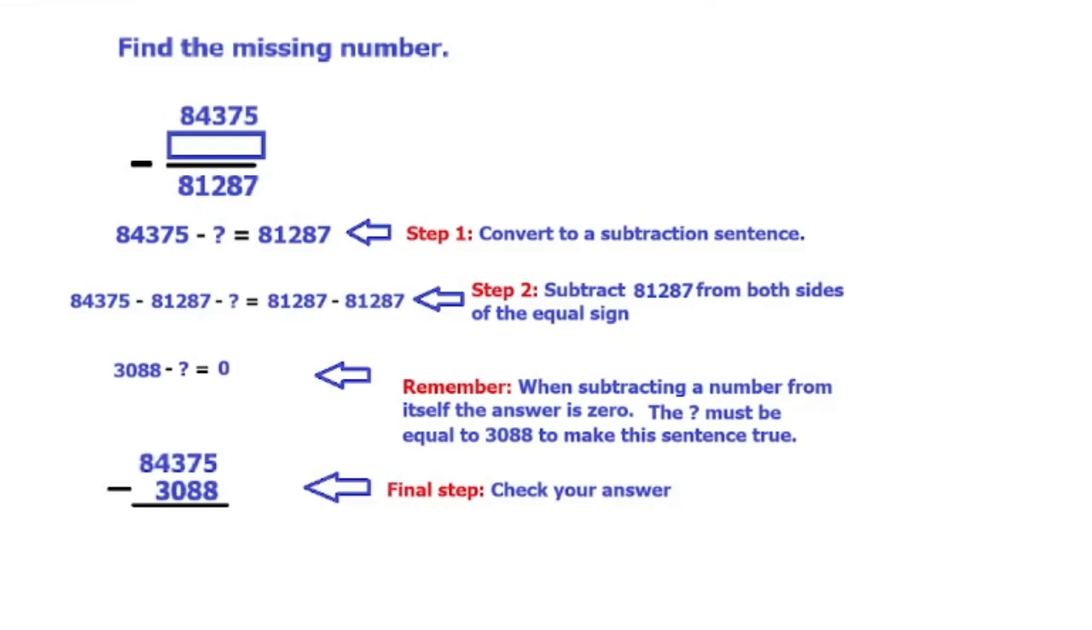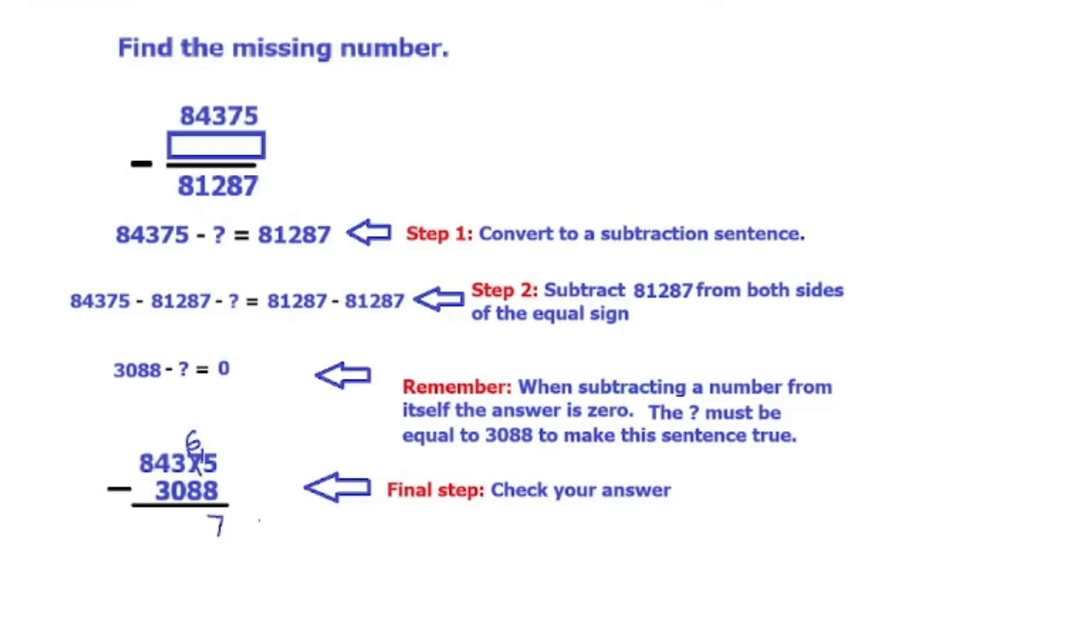So now the final step is to check your answer. So let's go and do that. And let's calculate it by hand just to see. So 5 minus 7 we can't do, so let's borrow from the 7. 7 becomes a 6, and this 5 here becomes 15. 15 minus 8 is 7.